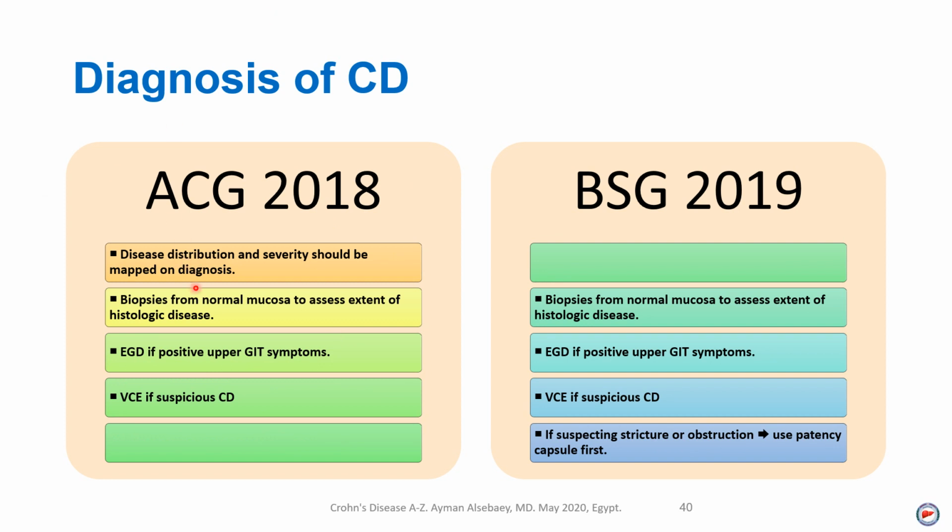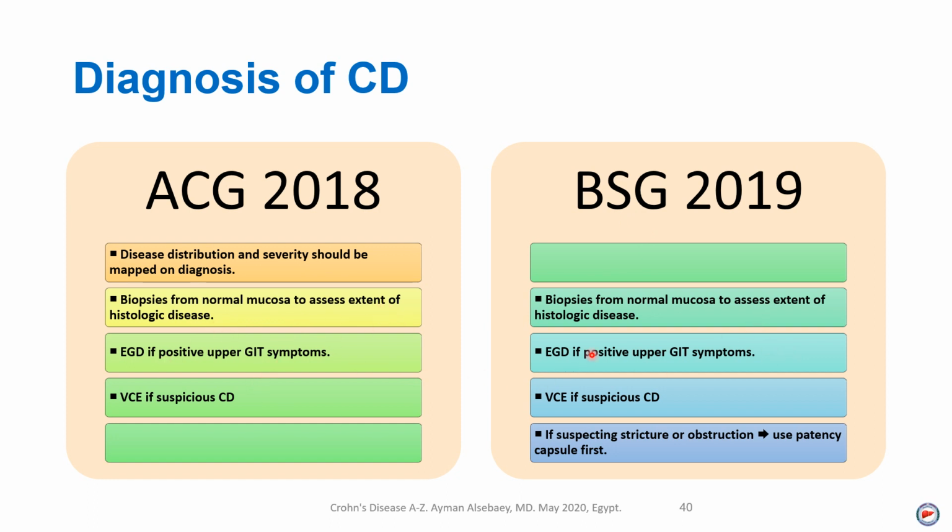The ECCO also said before you begin a treatment, you should have a full map of the disease. The disease is confined to the ileum, to the colon, upper GIT, for example. Okay, what is the extent of the disease? If there is abnormal behavior, fistulization or stricturing, you should have a map before treatment. Also, the ECCO and BSG have recommended biopsies from normal mucosa and abnormal mucosa.